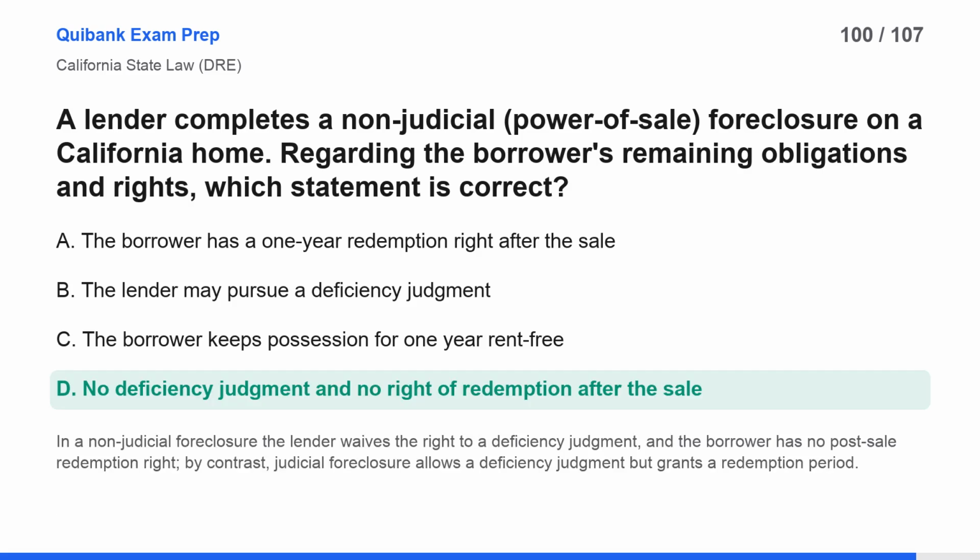The answer is D, no deficiency judgment and no right of redemption after the sale. In a non-judicial foreclosure, the lender waives the right to a deficiency judgment, and the borrower has no post-sale redemption right. By contrast, judicial foreclosure allows a deficiency judgment but grants a redemption period.